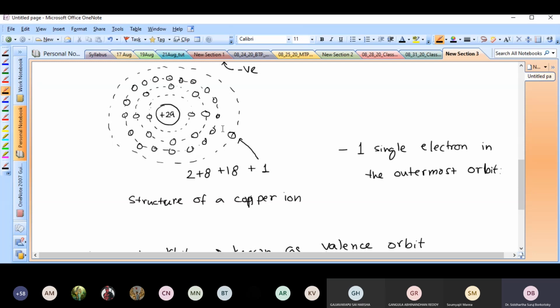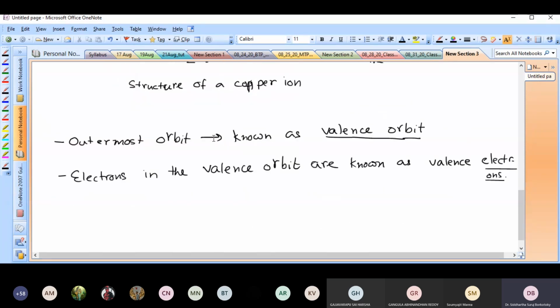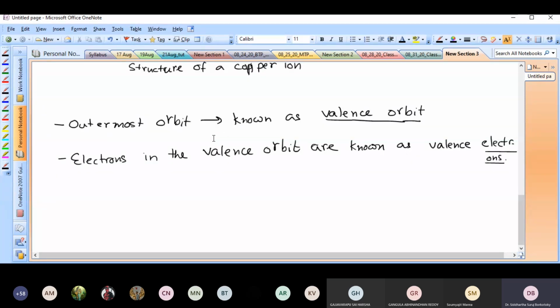And then you can actually think of this from the perspective of the valence electrons alone. For a copper ion, what you really have is a core of a net positive charge and a valence electron. This is an alternative representation.